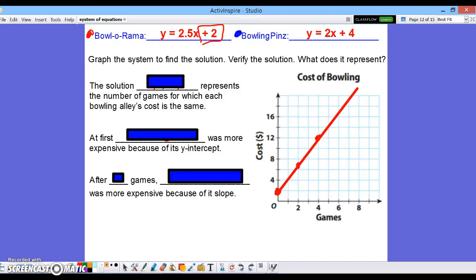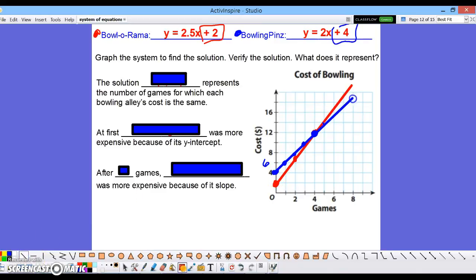All right, so now let's look at the other bowling alley, Bowling Pins. This one has a starting value, an intercept of 4. I'm going to start at 4. Now this one, because my slope is a lot easier, is going up 2 over 1. It'll be a lot easier. So I'm going to go up 2. From 4 to 6 is up 2 over 1. Up 2 over 1, and so on.